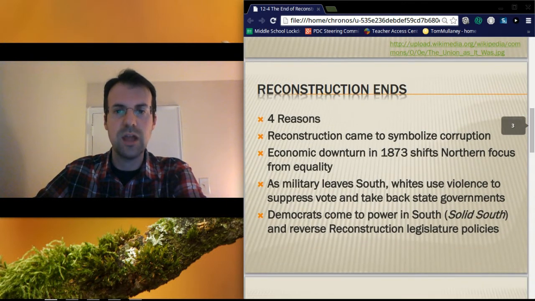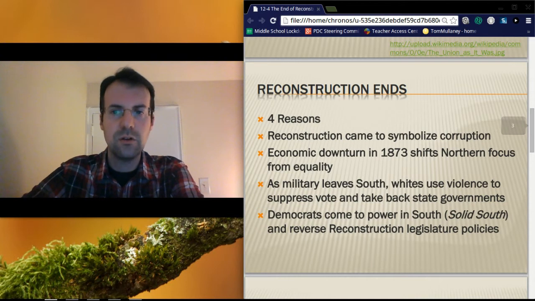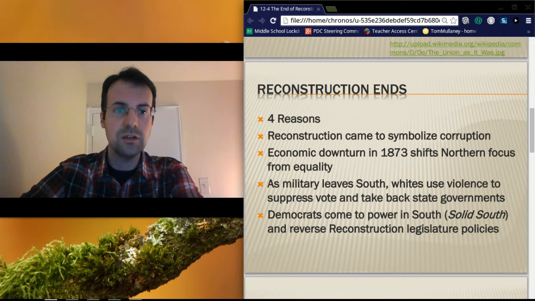So Reconstruction ends. 4 reasons. Reconstruction came to symbolize corruption. Remember, Reconstruction was about as corrupt as anything else in American government at that time, and definitely less corrupt than the Democratic machine in New York. But it was tarred with that label as being corrupt, and Northerners did not like that.